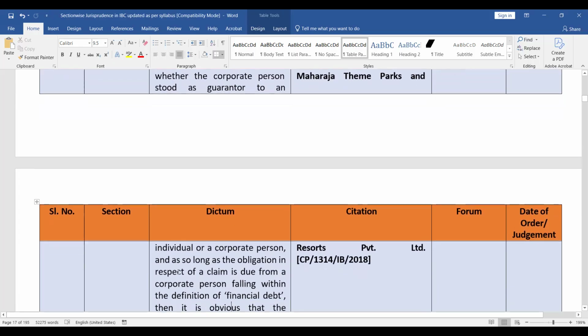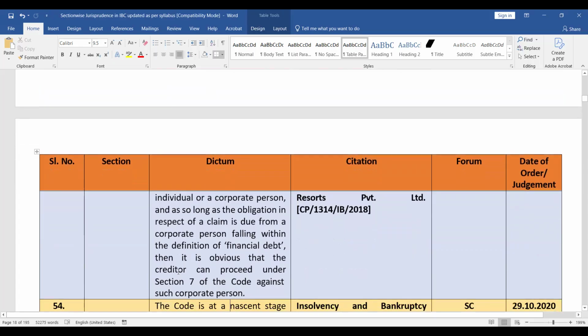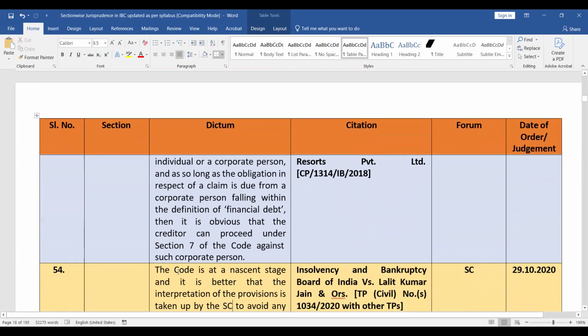and as long as the obligation in respect of a claim is due from a corporate person falling within the definition of financial debt, then it is obvious that the creditor can proceed under section 7 of the code against such corporate person. ठीक है, मतलब गारंटर कॉर्पोरेट पर्सन है, कोई जरूरी नहीं है कि जो लोन लिया है जिसने वो भी कॉर्पोरेट पर्सन, वो इंडिविजुअल भी हो सकता है.